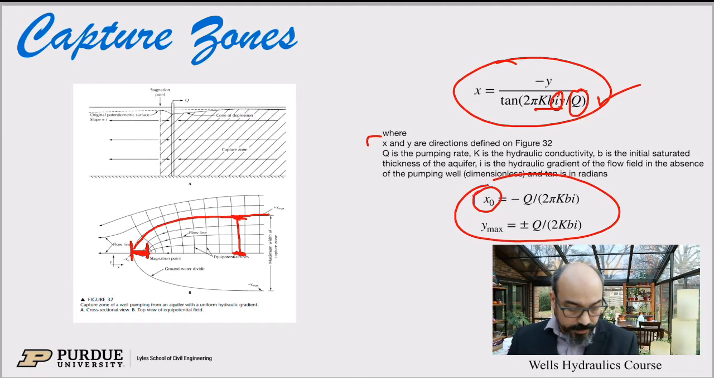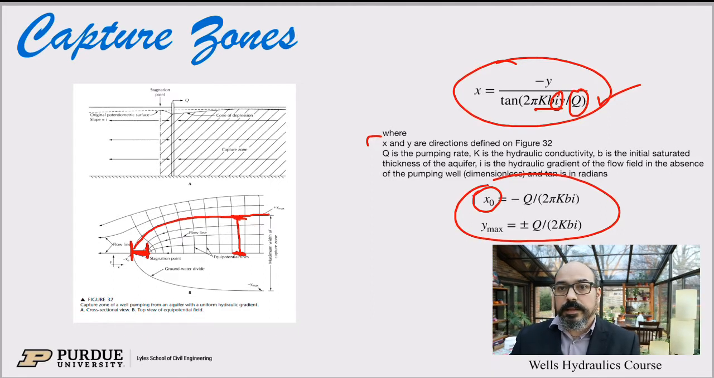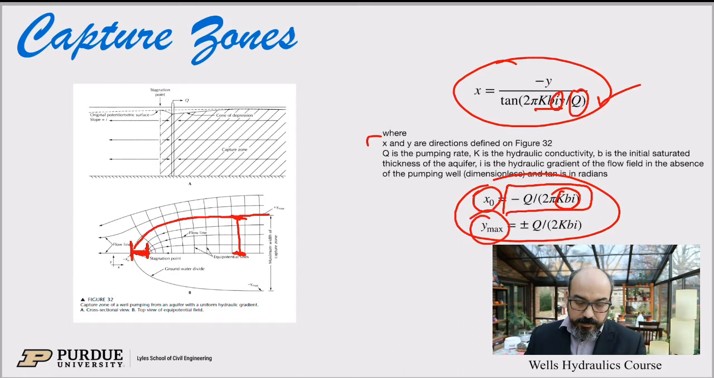Now x0 is important. x0 is your stagnation point, and that tells you how far it is from your well. Look at this, it's a pretty simple expression. x0 is basically a ratio, or a balance, between the pumping of the well and the ability of the aquifer to provide water to the well. So it's the transmissivity Kb times the hydraulic gradient i. Similarly, Ymax is given by Q over 2Kbi, so same thing, but there's a pi missing.